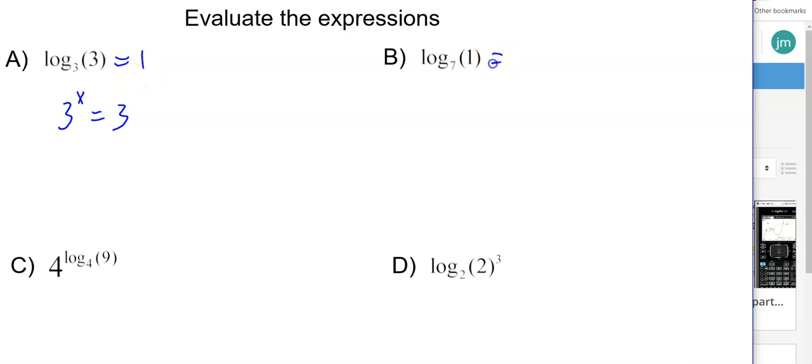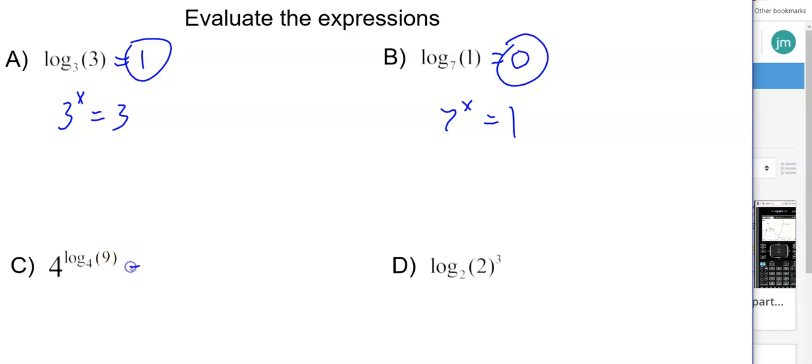This one, 7 to the what power is 1, so 7 to the 0 power is 1. If you don't see it, you could put it in exponent form. 7 to the x equals 1. 7 to the what power is 1, it's got to be 0 there. So the answer is 0. The answer is 1 there. The answer is 0 there.